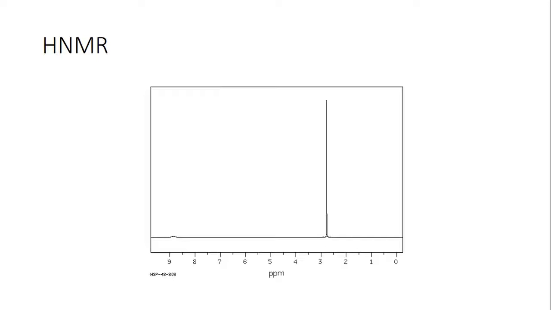NMR is all about the magnetic fields of different nuclei, and it's a great way to figure out the purity of different isomers and the different bonds or arrangements within a molecule. In this case, we know that we're working with succinamide, but we'll pretend that we don't know that. Proton NMR, or H-NMR, looks at hydrogen nuclei specifically.